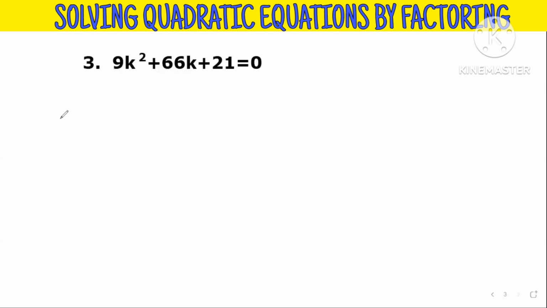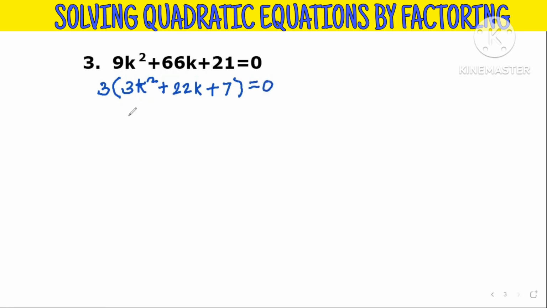Number 3, we have 9k squared plus 66k plus 21 equals 0. First step, do we have a GCF? 9, 66, and 21. Yes, we have a GCF because they are all divisible by 3. So, ilalabas natin yung 3 and then parenthesis, open parenthesis para maging 9k squared yan. Kailangan 3k squared tayo dito. Para maging 66, kailangan 22k and 21 divided by 3 is 7 equals 0.